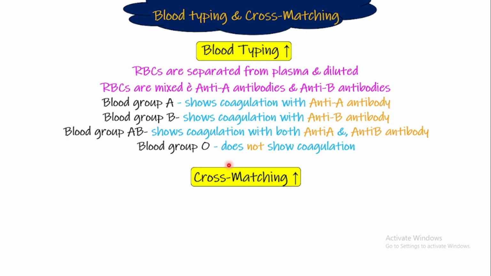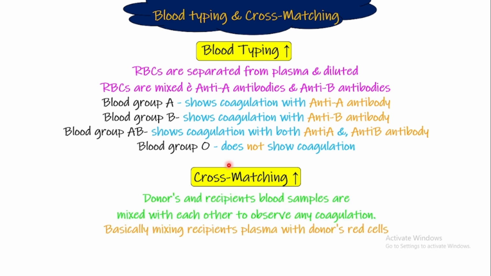Okay, now what exactly is cross-matching? Now in cross-matching, the donor's and the recipient's blood samples are mixed with each other to observe any coagulation. This is a pretty direct way. If there is a donor, if there is a recipient, we just mix those two bloods and just see if the coagulation occurs or not.